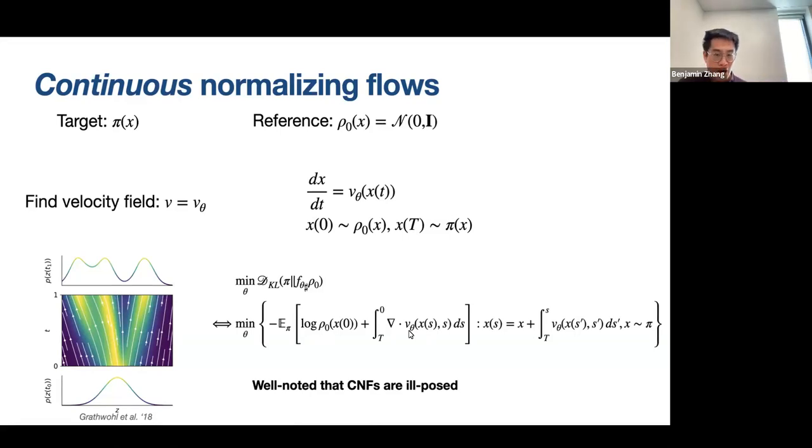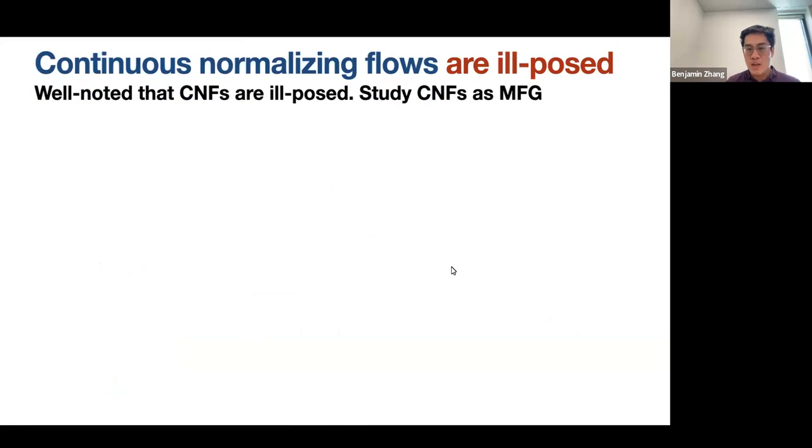And at least in practice, it's well noted that these continuous normalizing flows are ill-posed. What I mean by that is, depending on how you parameterize the system, you may get different solutions. It's not that there's no solution, but oftentimes there may be multiple solutions involved, and so there's a lot of tuning involved. That's already well known. So what we're going to do is study these continuous normalizing flows with mean field game tools. So CNFs are ill-posed, but we can study them as a mean field game.